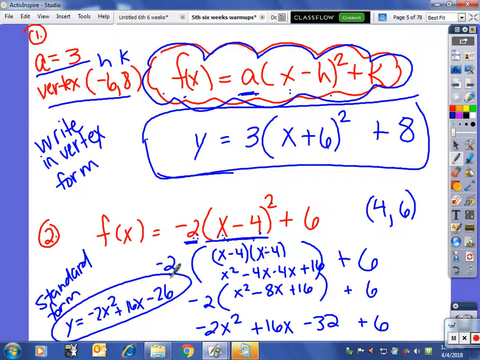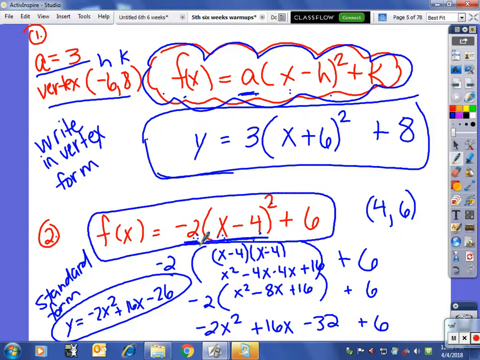Now, on your homework tonight, guess what part of your homework is? Part of your homework is going to be converting your answer from this form to this form.